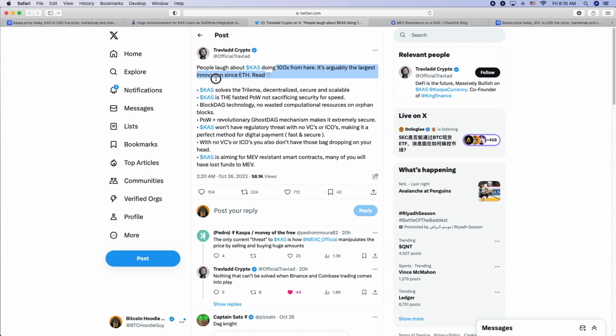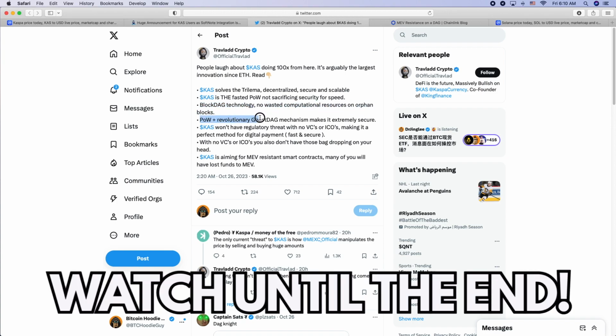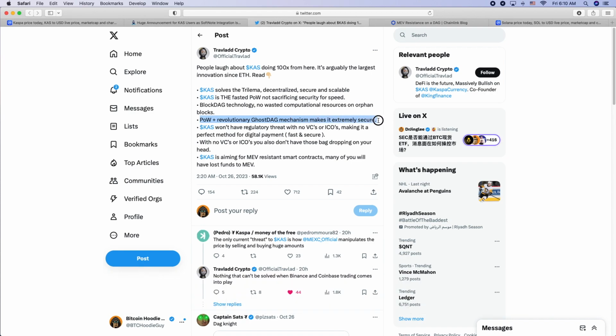It's arguably the largest innovation since E3. Kaspa solves the trilemma: decentralized, secure, scalable. Kaspa is the fastest proof of work, not sacrificing security for speed. BlockDAG technology, no wasted computational resources on orphan blocks. Proof of work plus revolutionary GHOSTDAG mechanism makes it extremely secure.